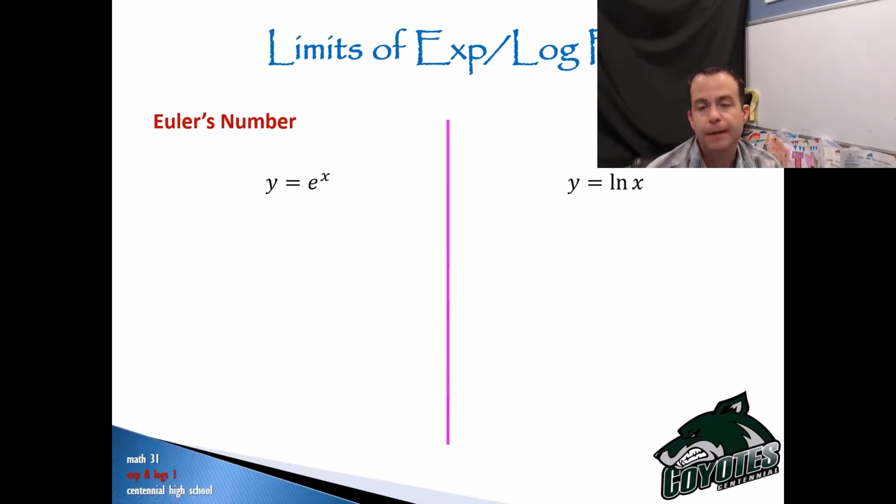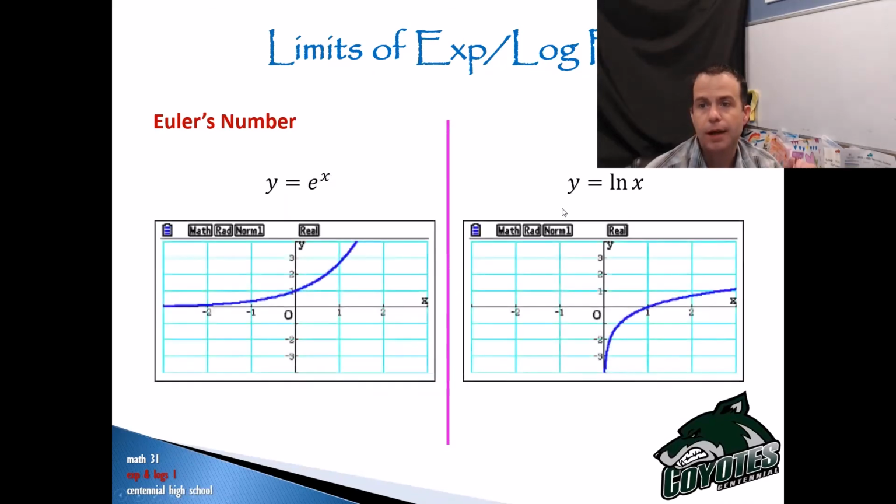So if I was to graph y equals e to the x, I would get a graph that looks something like this. And if I was to compare that to y equals ln x, I would get a graph that looks something like this.